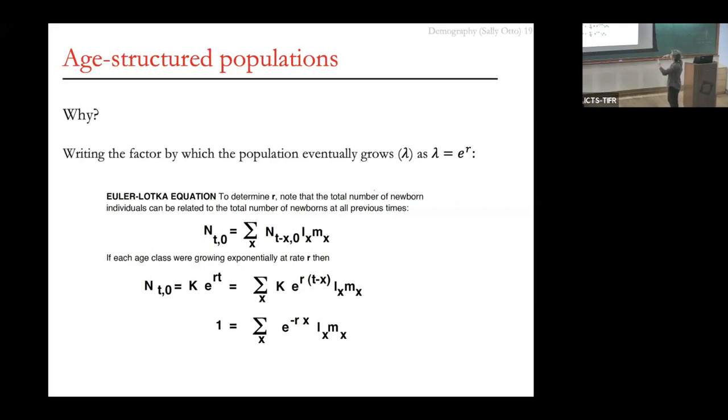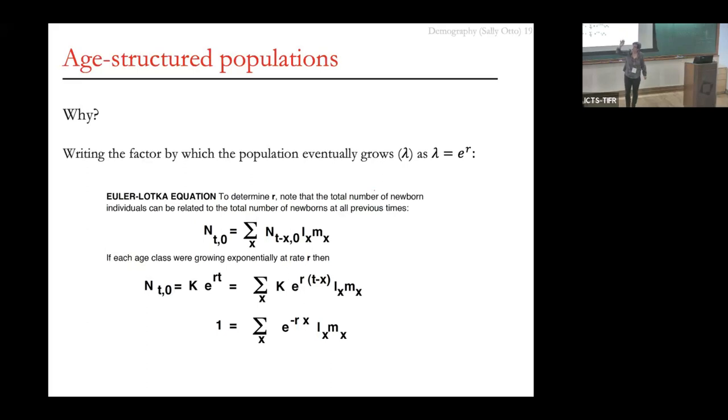But we can justify this or understand this. I'm going to rewrite that eigenvalue lambda as e to the r. r is the exponential growth rate of the population, but that's just another way of writing the eigenvalue. So that's just a definition. So the number of newborns at any point in time is equal to the number of newborns at every previous census that survived to today and gave birth. That's this. At some time in the past, that was the number of newborns in age class zero, the newborn class. They had to survive to the present, and then they had to give birth in the present.